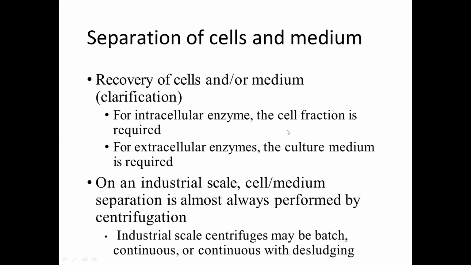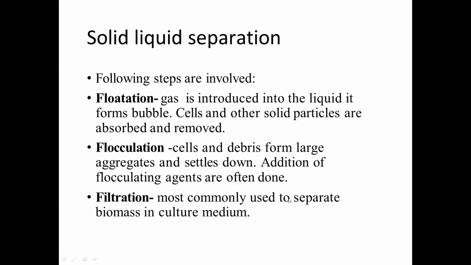तो अगर आपका इंट्रासेलुलर है तो आपको सेल चाहिए, अगर आपका प्रोडक्ट एक्स्ट्रा सेलुलर है तो आपको मीडियम चाहिए, जो ब्रॉथ है आपका जो बाहर है वो चाहिए आपको. On an industrial scale, cell medium separation is almost always performed by centrifugation. अब हम लैब में भी centrifugation ही करते हैं. Industrial scale centrifuges may be batch, continuous or continuous with desludging. हमारे पास यहाँ पे batch है.